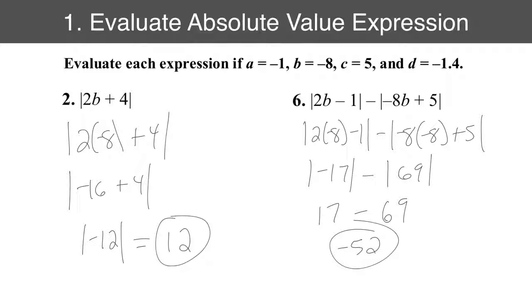So that's how you evaluate absolute value expressions. Next up, we'll look at solving absolute values.